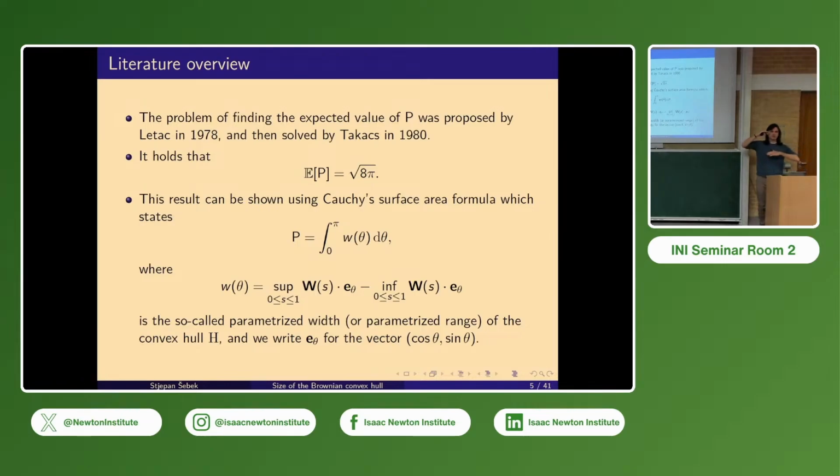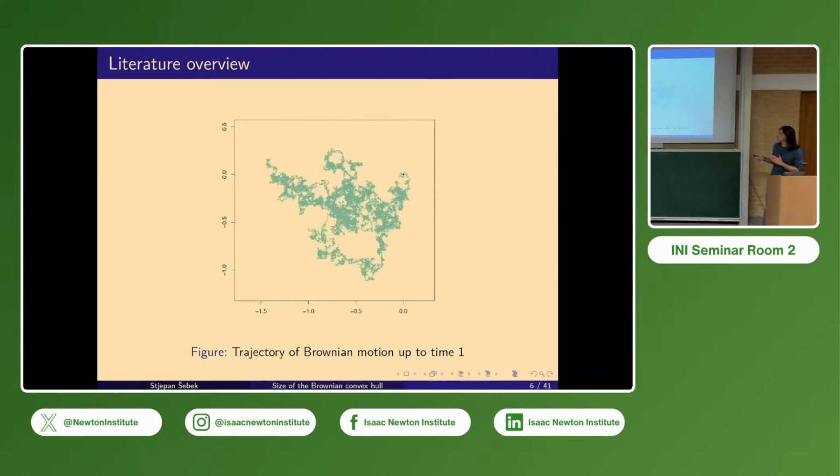Well, it's the difference between the maximal and minimal projection in this direction of theta. So maybe it's easier just to show it on a picture. For every angle theta between 0 and pi, we take the line and we project the whole trajectory on that line.